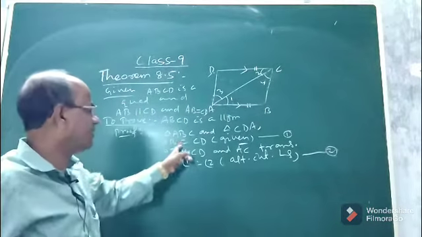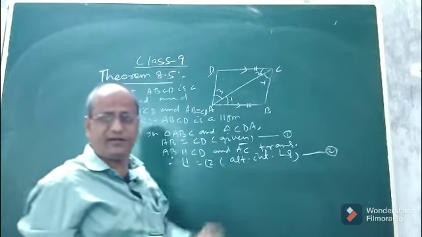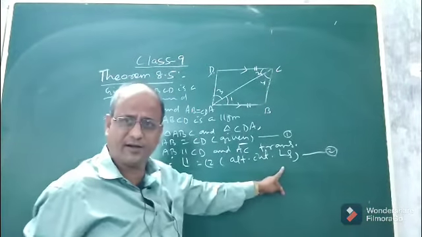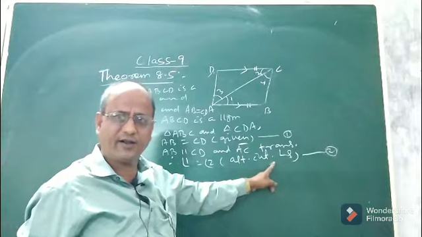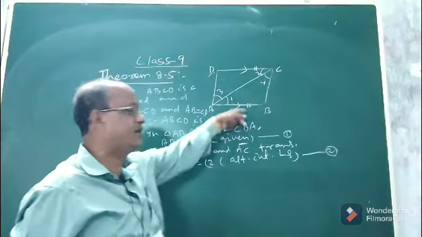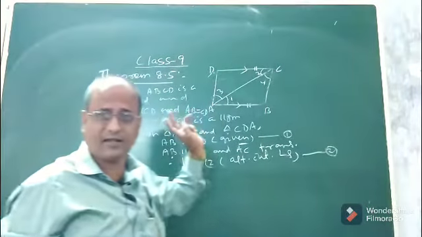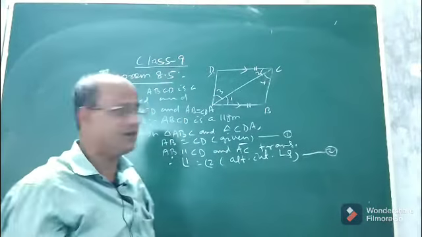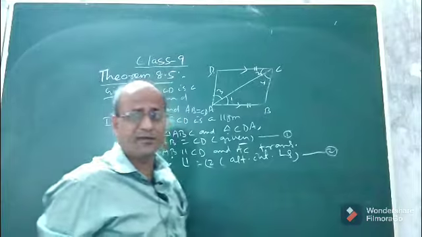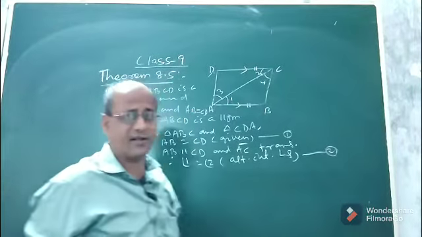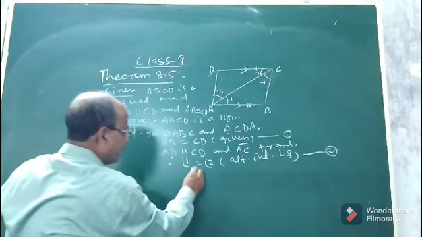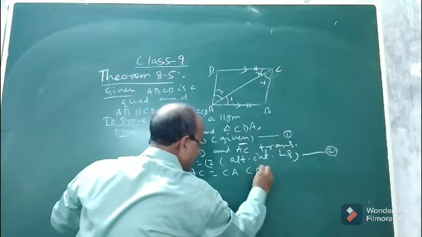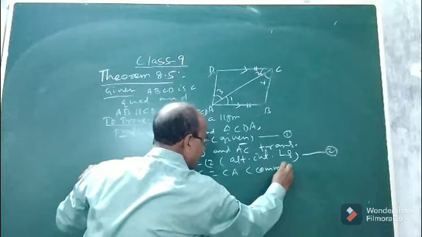Look, condition 1 is AB equal to CD, given. Condition 2 is angle 1 equal to angle 2 because they are alternate interior angles. And why are they alternate interior angles? Because AB parallel to CD is given and AC is the transversal line. So we got two conditions. What is the third condition? Look at AC. AC is common in this triangle and this triangle. So AC equal to CA. It is common in both the triangles.